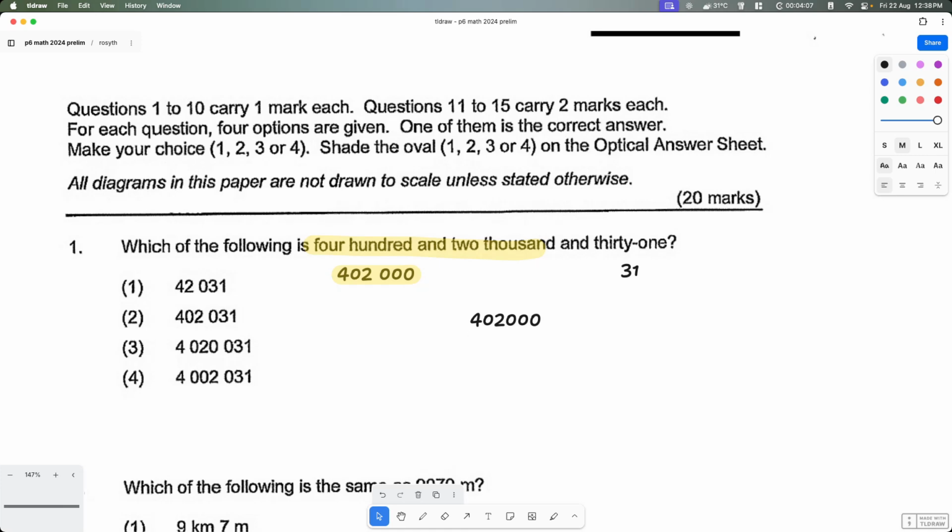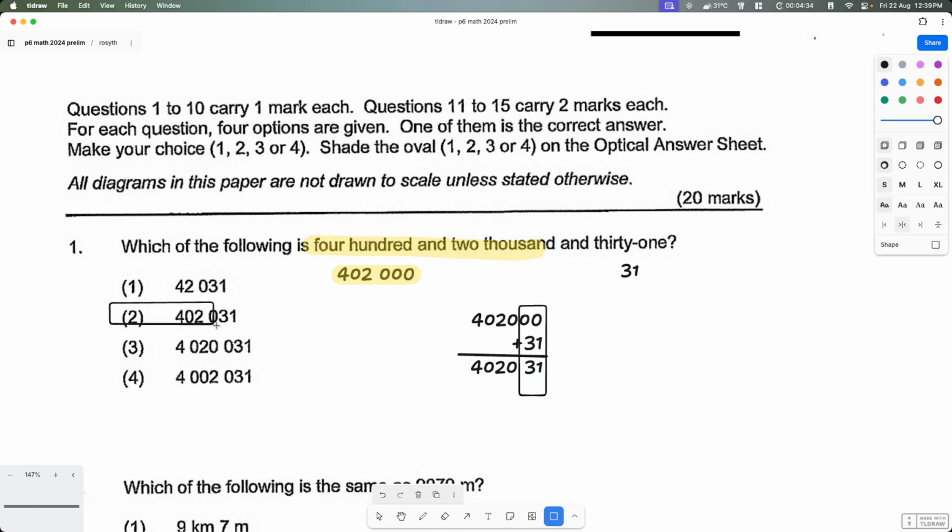From this, that's 402,000. Yes, correct. If I draw a little box to make it easier to see where to put the different numbers, we can put 31 here, and then the rest will be 4020. So the answer is 402,031, which is option number 2. Okay, let's move on to the next question.